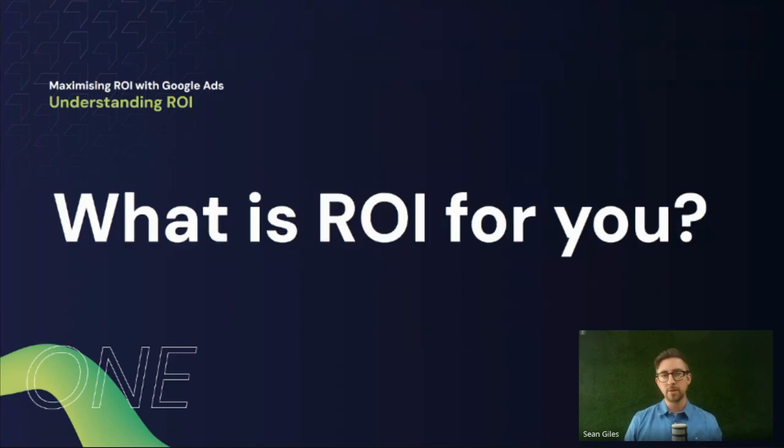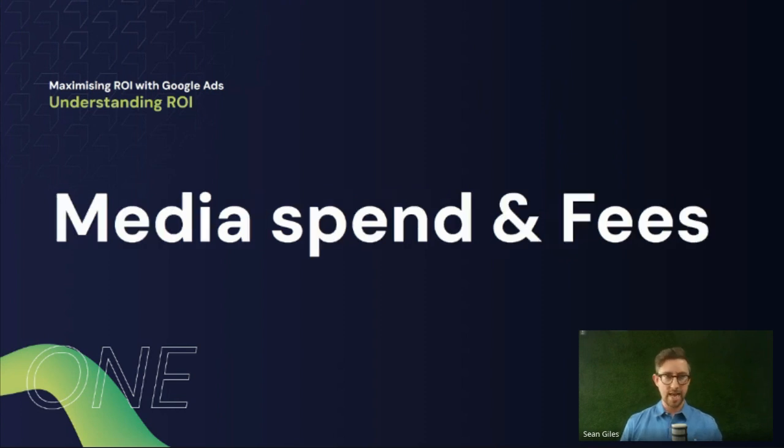And we'll look a little bit at what ROI is for you, because obviously it can be different based on the organization or the business or what you're trying to achieve. Generally it splits down into two different things: your media spend and fees to run that. If you're doing it externally, that could be the fees to an agency or a freelancer, whoever you're using to run and manage those campaigns for you, as well as the media spend, so the money that actually goes into Google Ads or the channels that you're using.